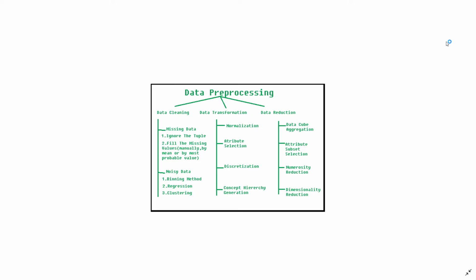Suppose my actual process is to wash a utensil. So I'll wear a glove before that. That is my preprocessing step. Okay. Let's see how data preprocessing is done. There are three main ways: data cleaning, data transformation, and data reduction.